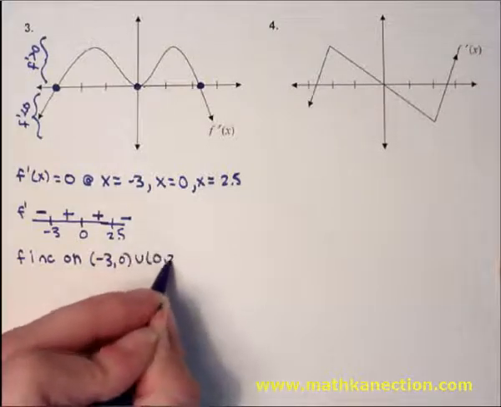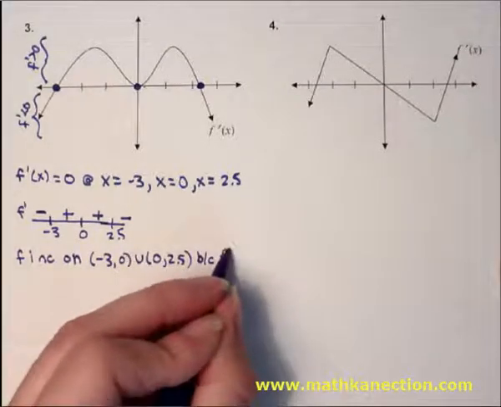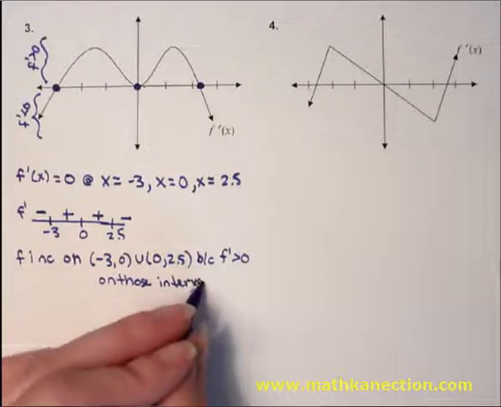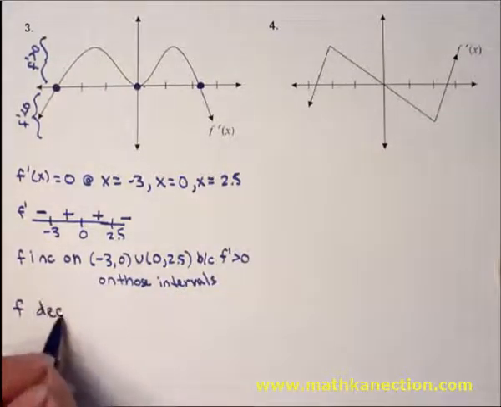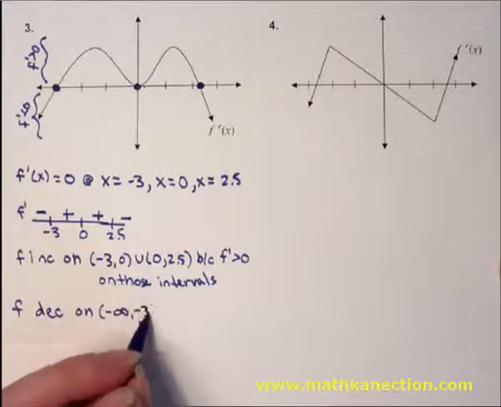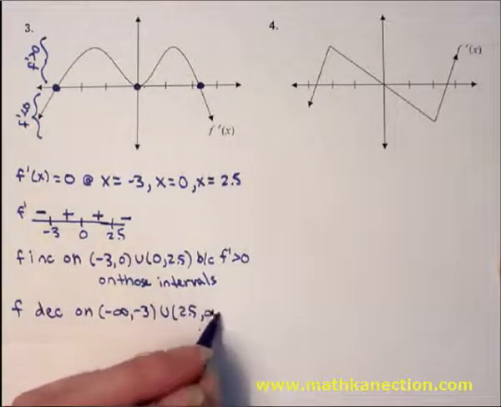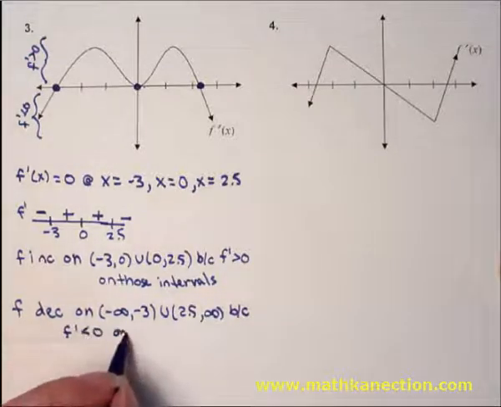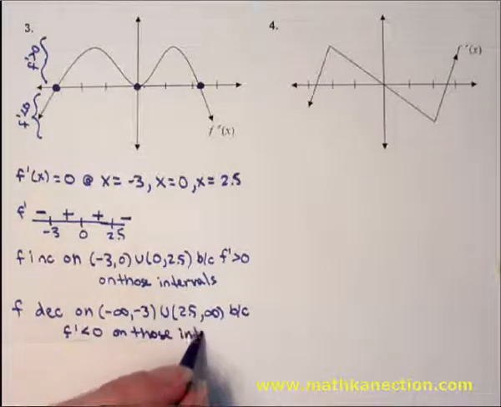So f is increasing on the interval from -3 to 0, union 0 to 2.5, because f prime is positive on those intervals. And f is decreasing on the interval from -infinity to -3, union 2.5 to infinity, because f prime is less than 0 on those intervals.